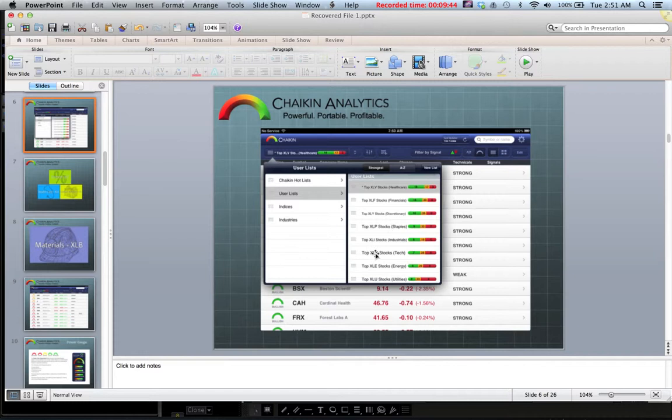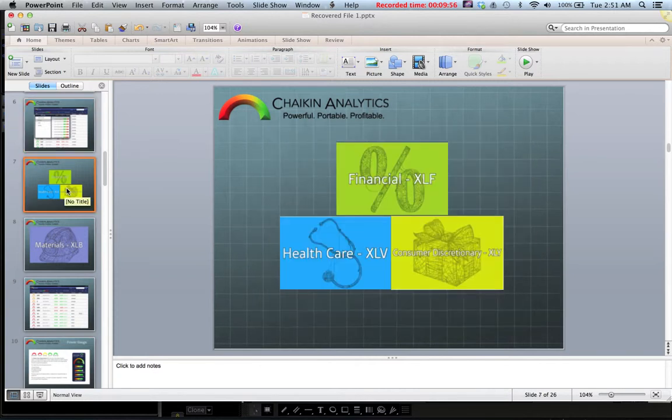And the ones that are getting whacked are like XLB, which you can't even see on this list, which is basic materials. So it's two ways to confirm what's happening in the economy right now. And while I'd love to take a trade on any of these three sectors, when I went through and did my due diligence on the Chaikin Analytics for iPad software today, I definitely got some trading signals.